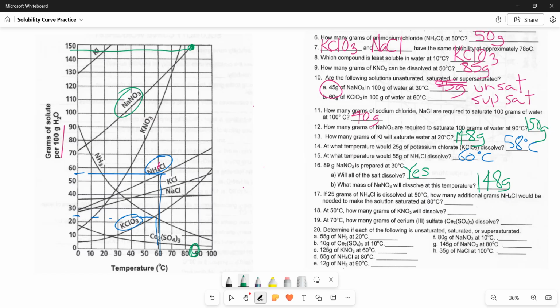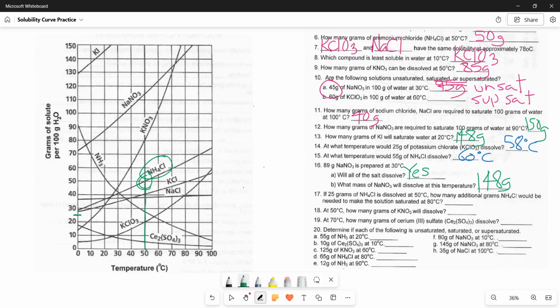Okay, question 17. If 25 grams of ammonium chloride is dissolved at 50 degrees, how many additional grams of sodium chloride would be needed to dissolve at 80 degrees? So if we look at, I'm going to clear my screen here real quick. So we have 25 grams. So 25 grams is right about there of the ammonium chloride, which is this substance here. Is dissolved at 50 degrees. Let's see, if 25 grams is dissolved at 50 degrees, how many additional would be needed?